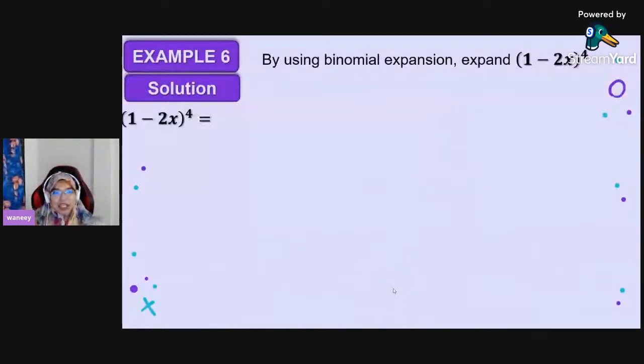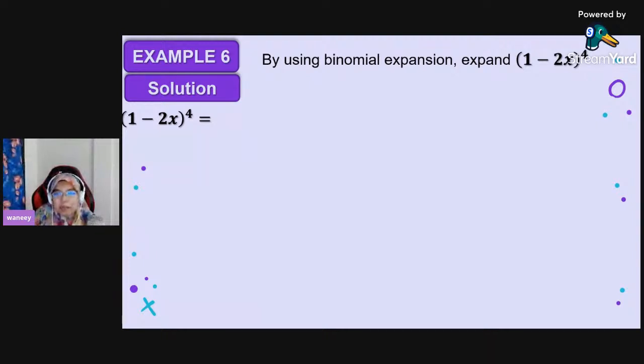I know that this one we actually use the formula, but I want to try to use Pascal triangle for them. Okay, so now expand 1 minus 2x to the power of 4. So I want to show what's the difference between using Pascal triangle and using the binomial formula later on. Okay, so now let us try to use the Pascal triangle first. By using binomial expansion, expand 1 minus 2x to the power of 4.